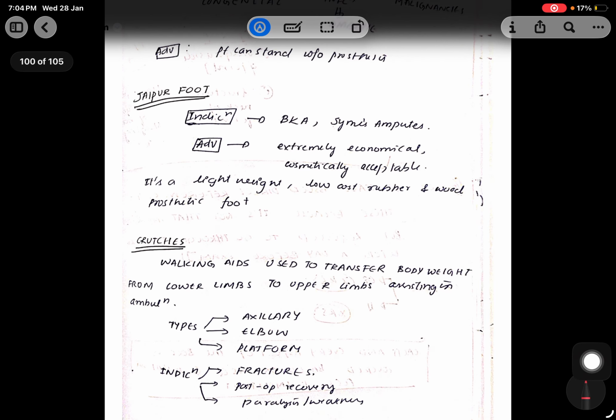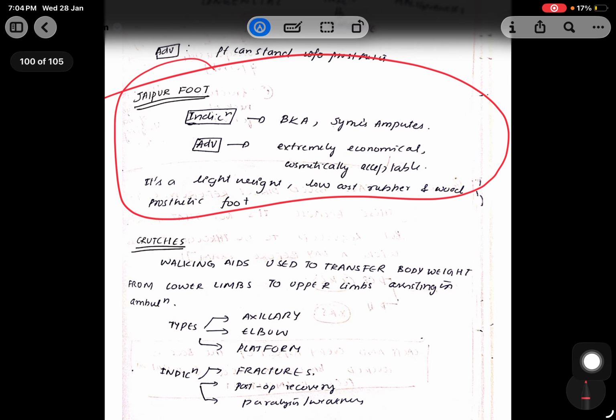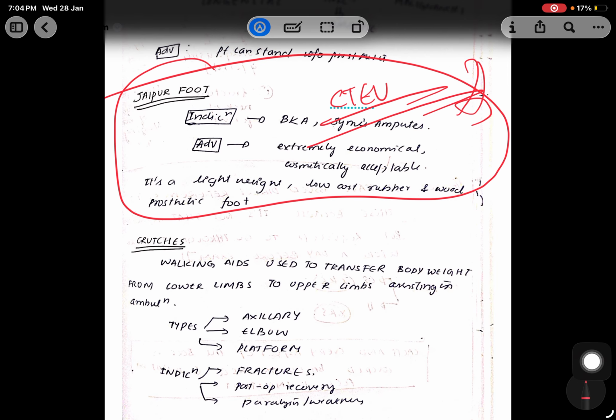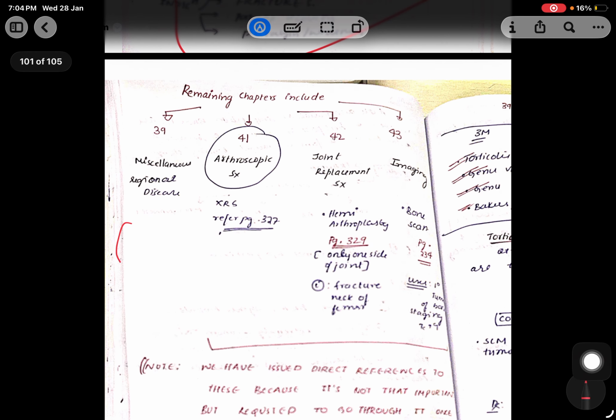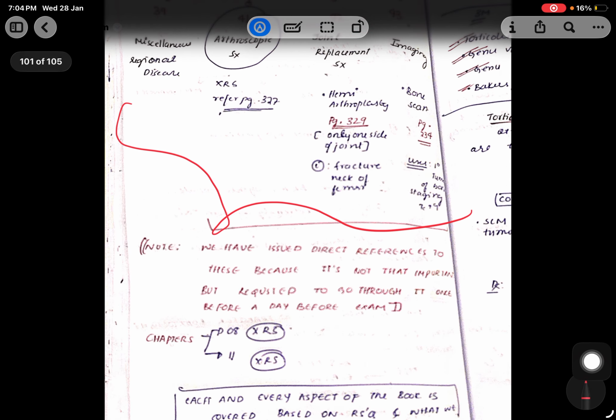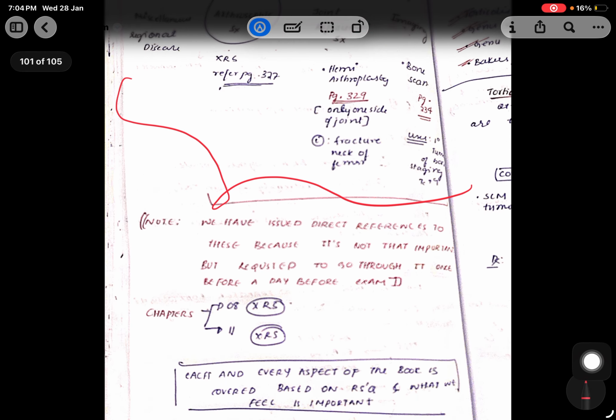I think you have seen this in your posting, scene in where CT. So you can talk about it. And then crutches, nothing less. Then these are the miscellaneous chapters which are there. You can refer to that.